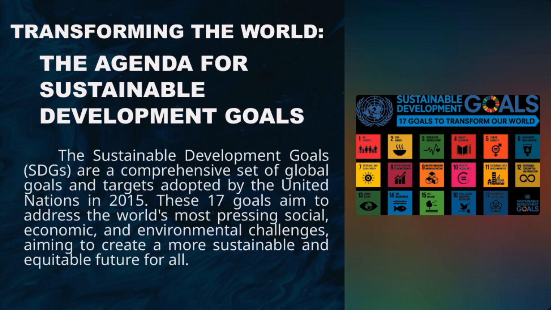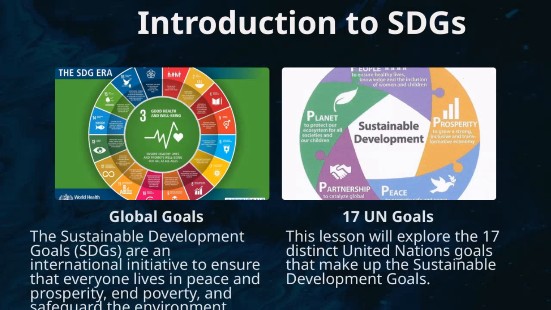Let's get started. Today, we're going to explore the 17 distinct United Nations goals that together form the Sustainable Development Goals, or SDGs for short. These goals are part of a global effort to create a better, more sustainable future for everyone. The SDGs are an international initiative aimed at ensuring that all people can live in peace and prosperity. They focus on ending poverty, protecting our environment, and promoting fairness and opportunity for all.